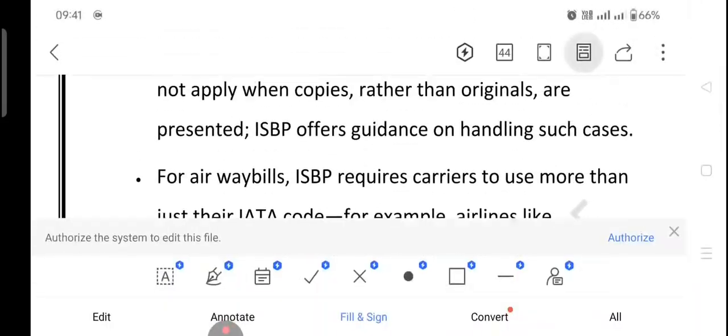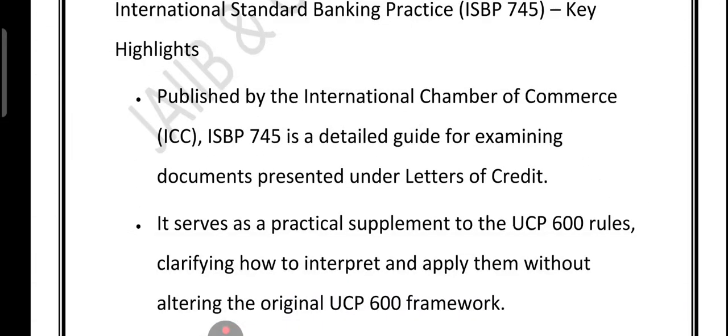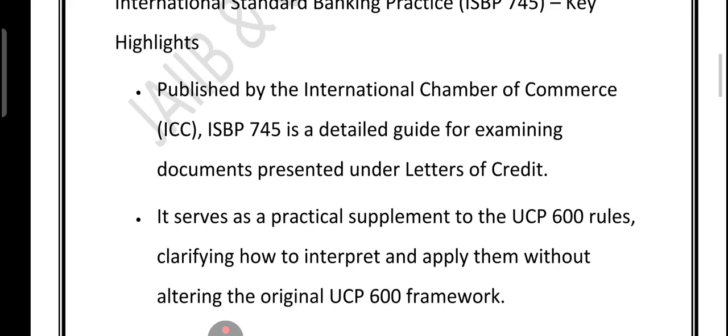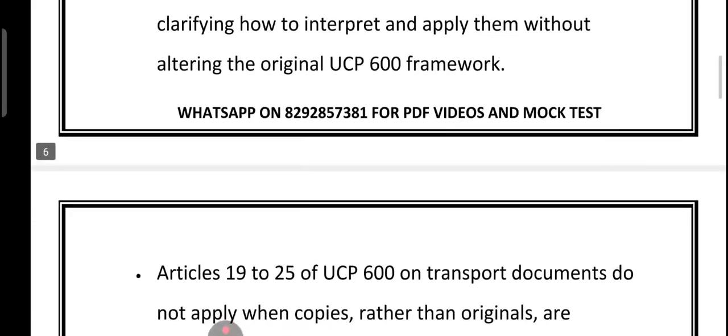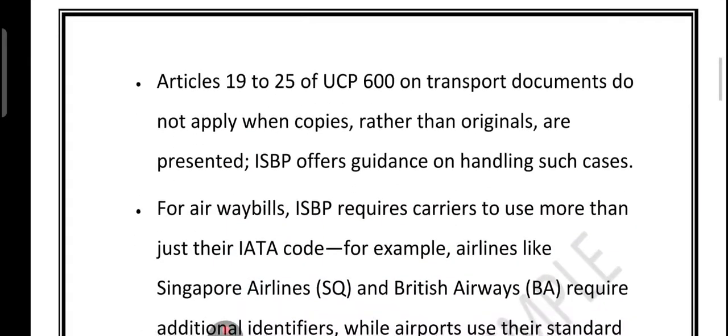So let's just summarize what we have covered in this slide. I started with ISBP 745. I told you this is the ICC guide for checking documents under a letter of credit, right? Then it works with UCP 600. It clarifies rules. It does not change them. Transport rules like UCP 600, Article 19 to 25, do not apply to copies. ISBP gives guidance. Airway bill needs more than just IATA codes for the carrier. Shipping marks can be in a different order than the LC states. Bill of lading can be issued by others, not just the carrier and captain, unless the LC restricts.